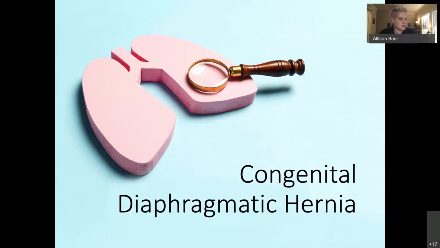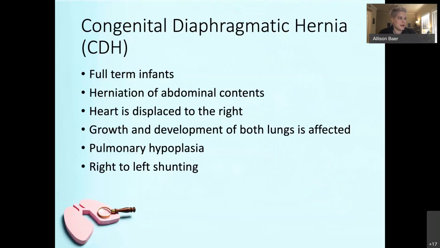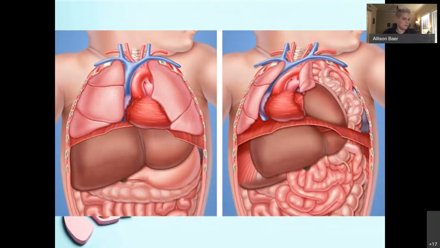All right. Congenital diaphragmatic hernia. This is one of my favorites for some reason, though it usually doesn't end up well for the babies that have it, but it's interesting. So usually this happens with full-term infants. It's a herniation of those abdominal contents. So let me go to the picture. Somehow the diaphragm doesn't fully develop like it should.